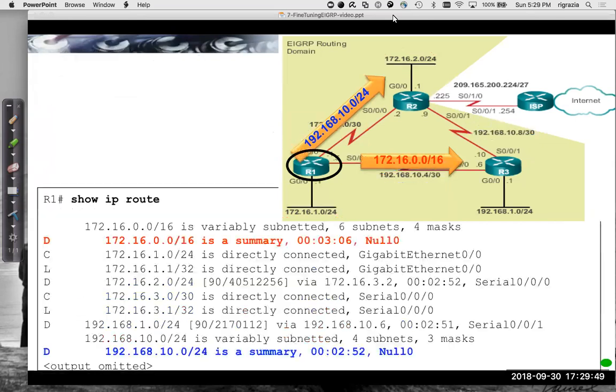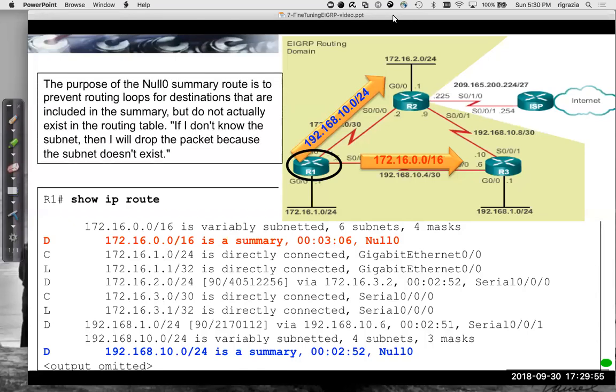Okay, so what also happens then in R1's routing table, this can look a little confusing, but it creates something called a Null0 route, a Null0 summary route. So for any route that it summarizes, it actually adds this summary route. Why does it do that? Well, let's take a look from the perspective of this 172.16.0.0 network and the Null0 route.